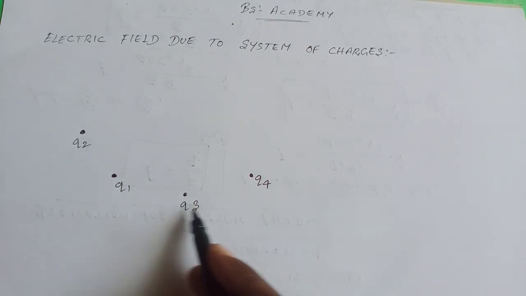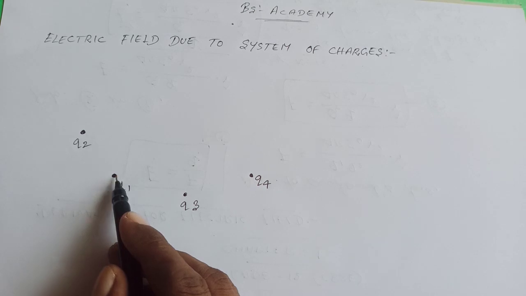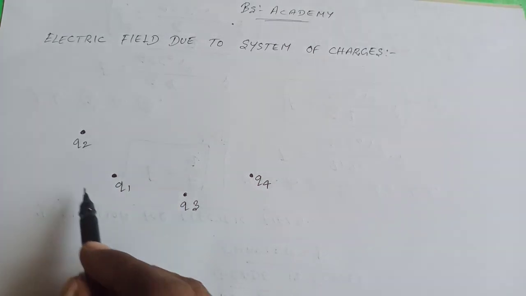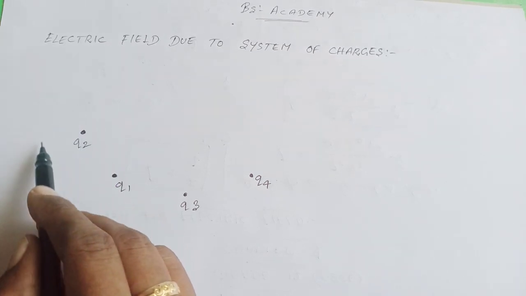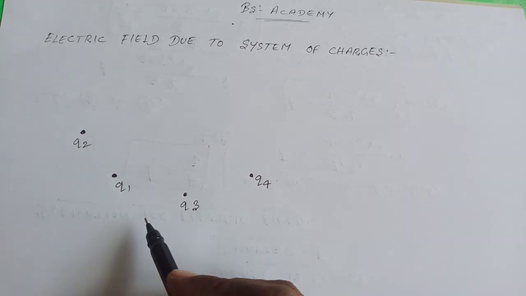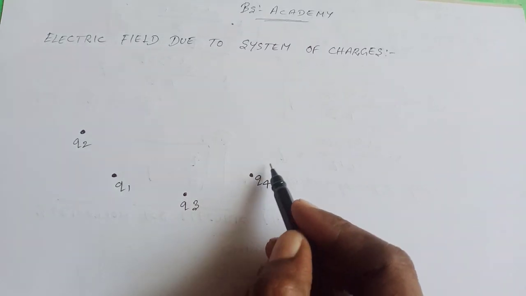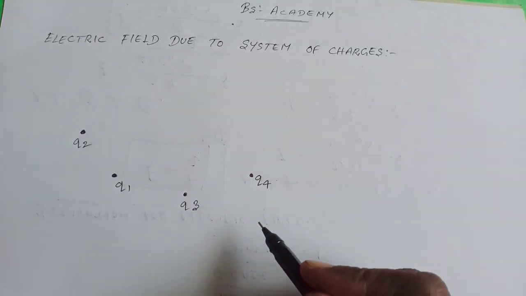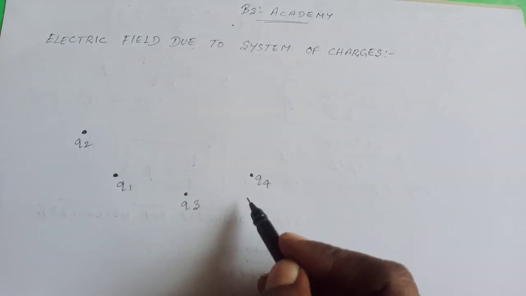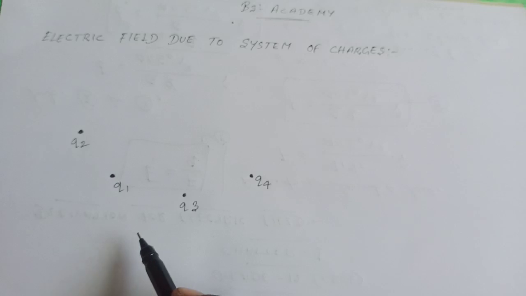Now what will happen, students? For the charge q1, the electric field will be developed around the charge. Same way for the charge q2 also electric field will be developed. For q3 also, and same way for q4 also electric field will be developed, right? So we have to find out the total electric field for the combination of these charges.